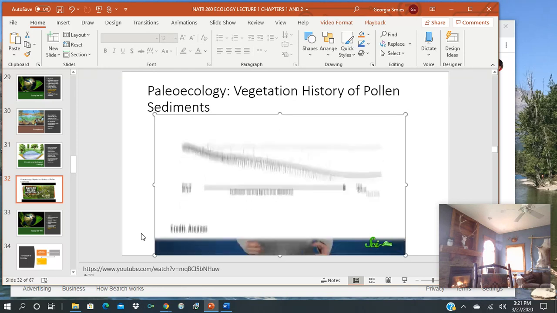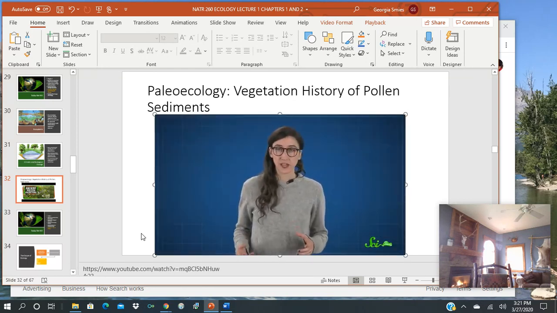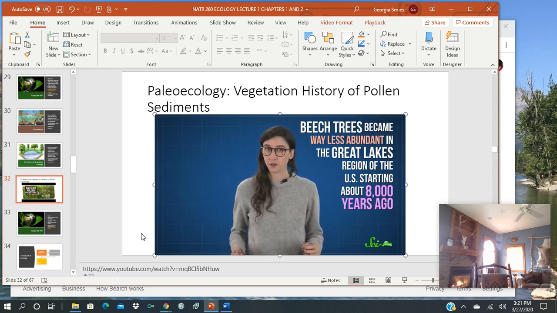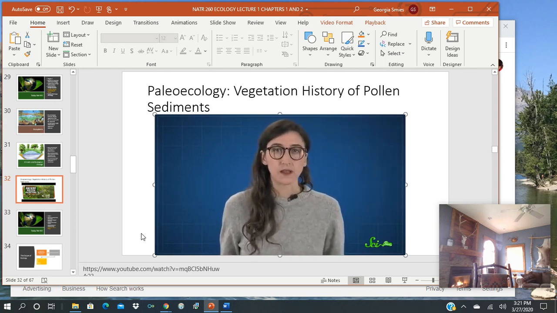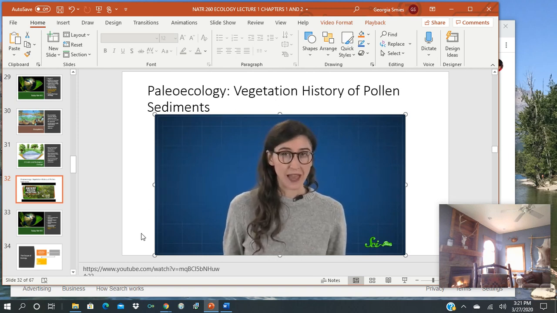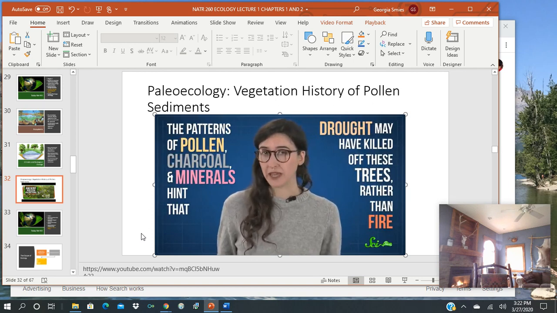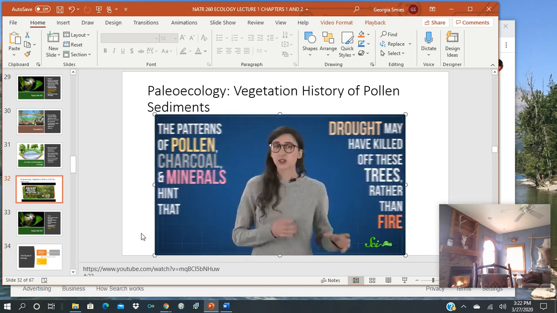have changed over time. For example, thanks to pollen and frozen sediment that we collected from a lake in Indiana, we know that beech trees became way less abundant in the Great Lakes region of the US starting about 8,000 years ago. Beech trees burn pretty easily. But in the part of the sediment core from that time, patterns of pollen, larvae, and minerals hint that drought may have killed off these trees rather than fire.